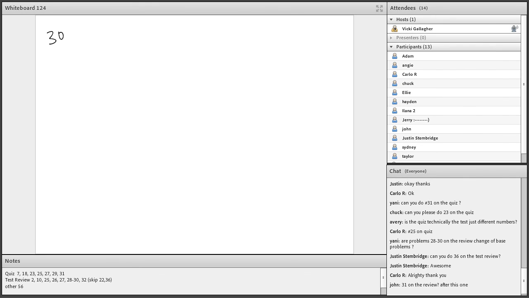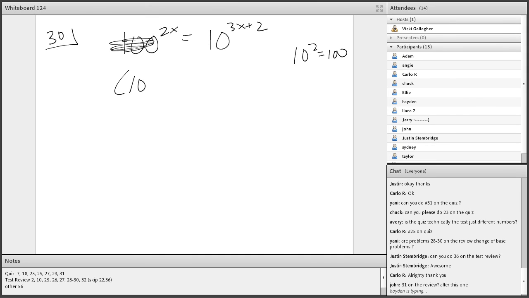Okay, moving on to number 30. In this one, we can write these both as 10 to a power because 10 squared is 100. So I'm going to get rid of my 100 and replace it with a 10 squared. I'm going to keep the 2x that was there. On this side, it's already a 10. I don't have to do anything because I've already got a 10. These will be multiplied.